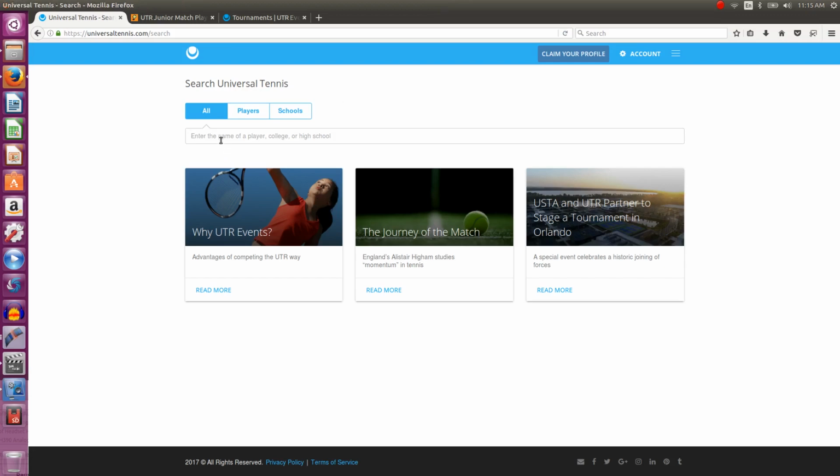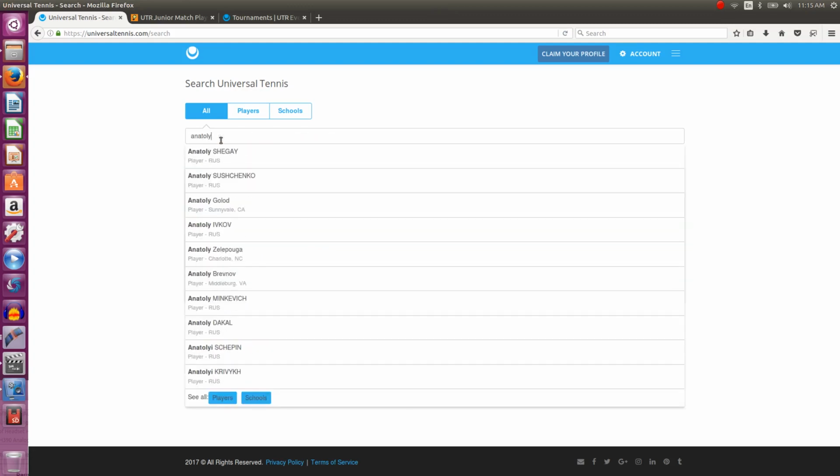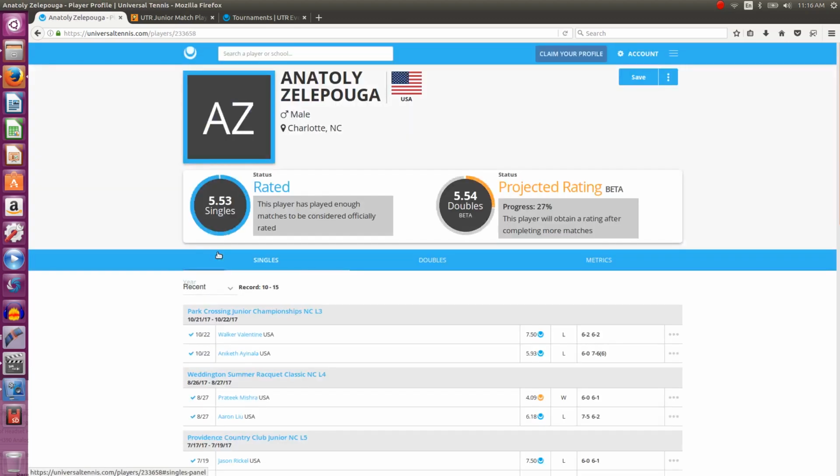So this is the main page of UTR, and this is the rating site. If I wanted to pull up a junior player here, I could go down and pull up Anatoly, and it is going to load up his page, and you'll have three tabs here: singles, doubles, and basically a metrics graph. For singles, he is a verified player, so he is a 5.53, and he's been officially rated.